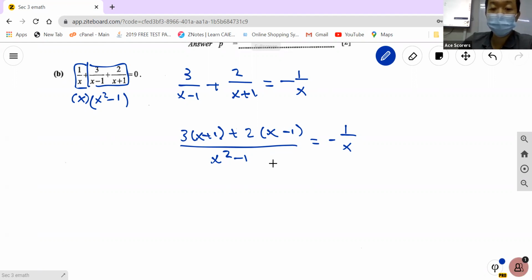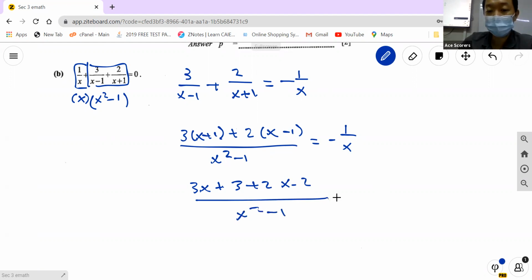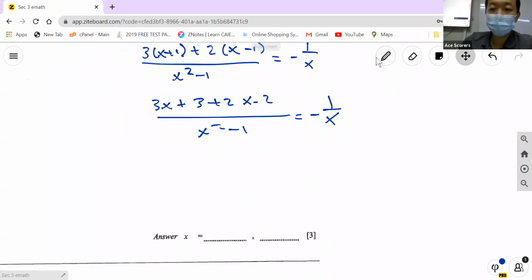Later this one goes in. It's the same. Then this one comes here. So I expand the top first, so I get 3x plus 3 plus 2x minus 2. Okay, let's figure this out. So 3x plus 2x is 5x, 5x plus 1. So 5x.